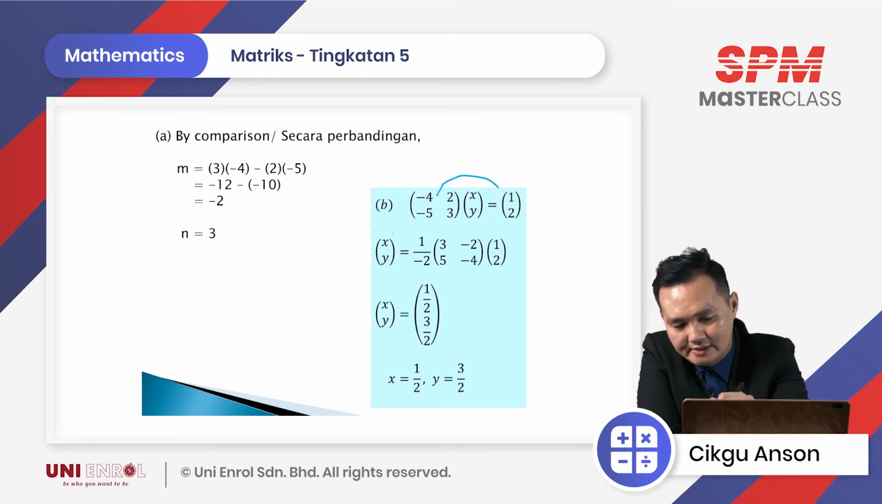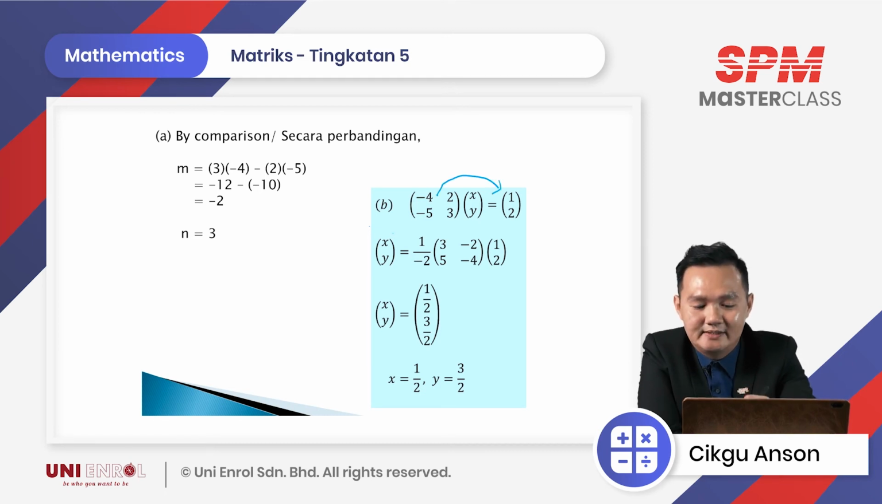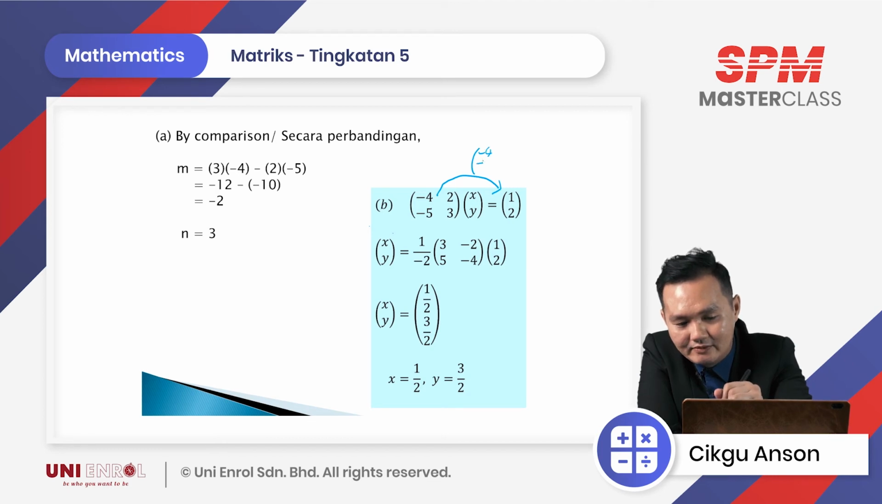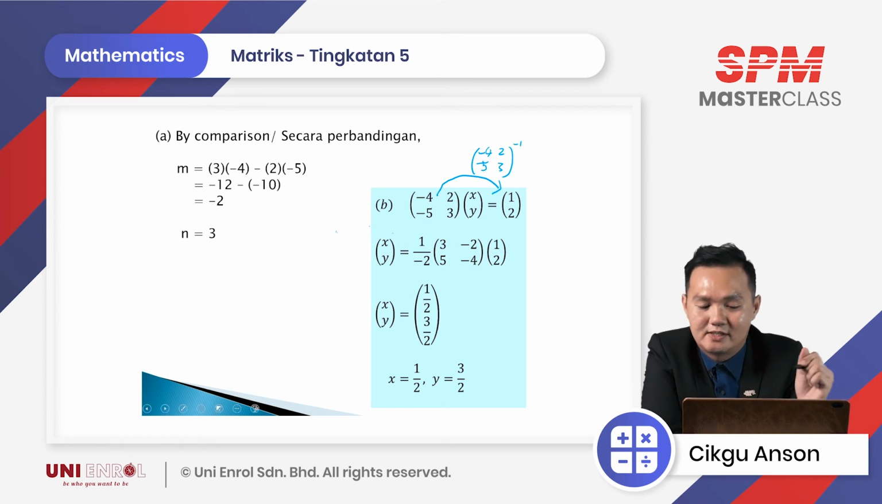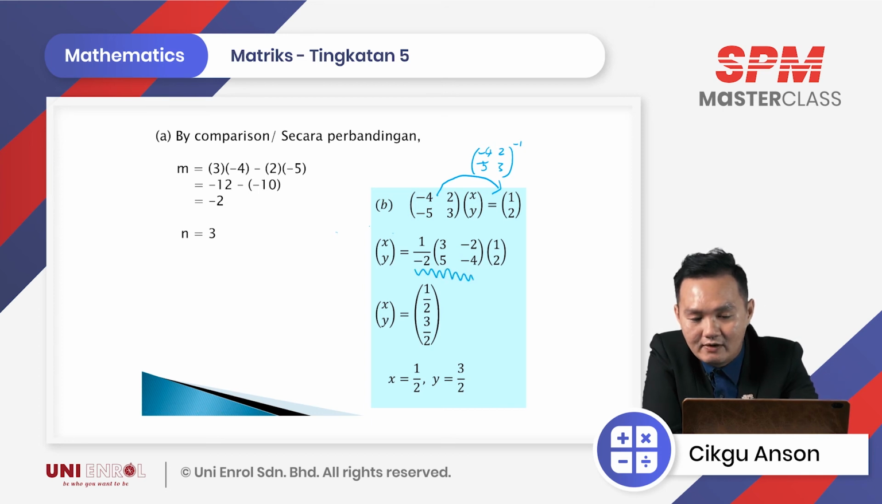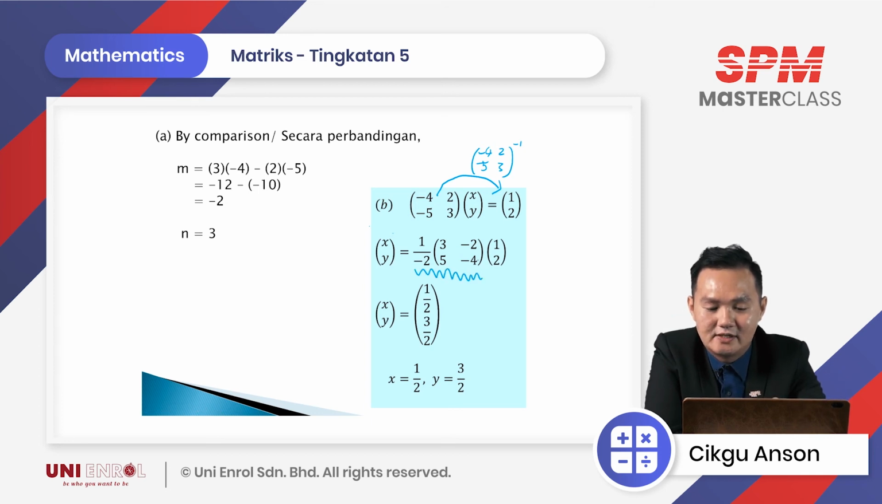You have to kick this to the other side, right hand side. When you kick this to the other side, it becomes what? It becomes the inverse matrix. Okay, dia menjadi matrix songsang. This is a symbol. So that's right, straight away you can see this part is the inverse matrix of -4, 2, -5, 3. So you already inverse it, right? Nampak tak? Tukar tempat, tukar symbol. So lepas tu 1 over -2 and then times 1 over 2. So what should I do after that?